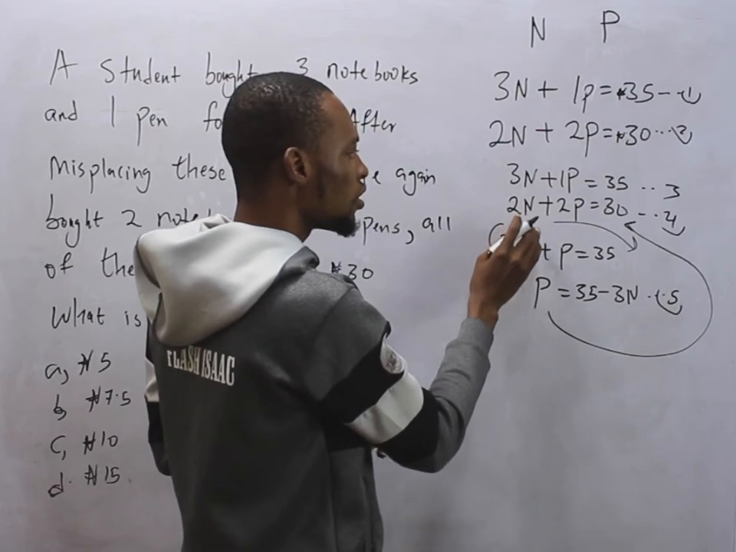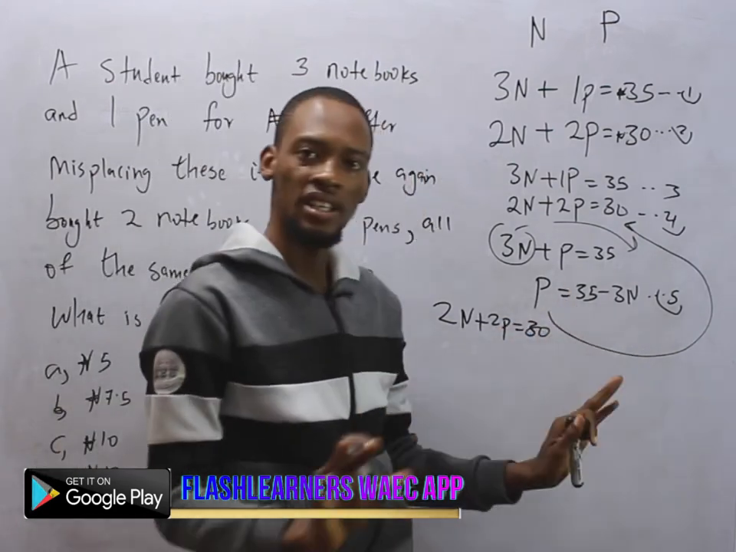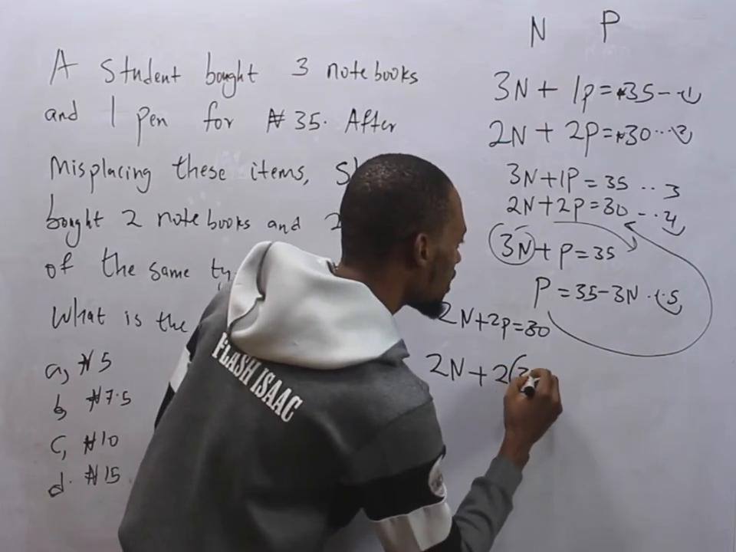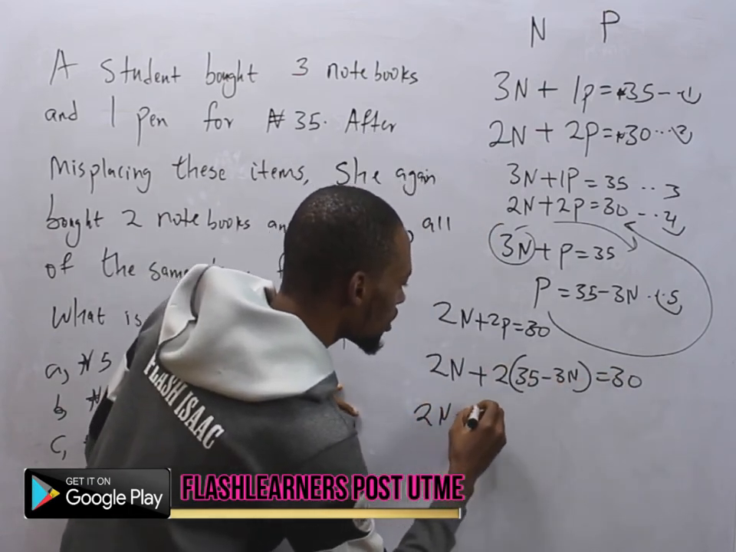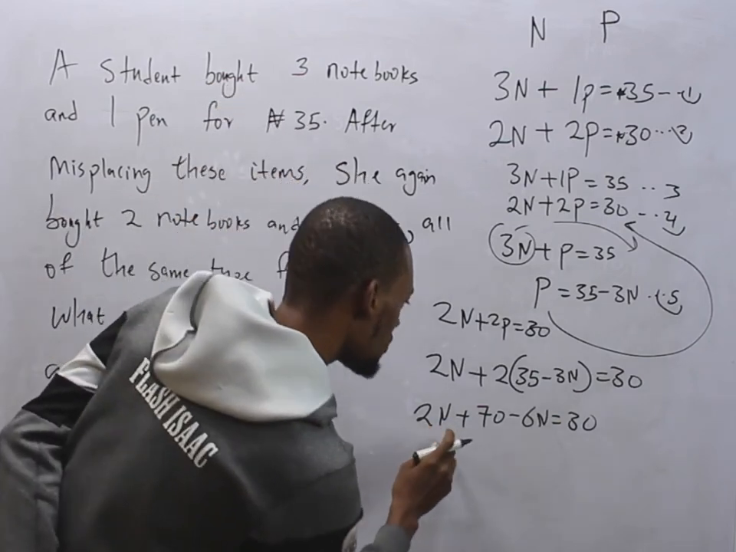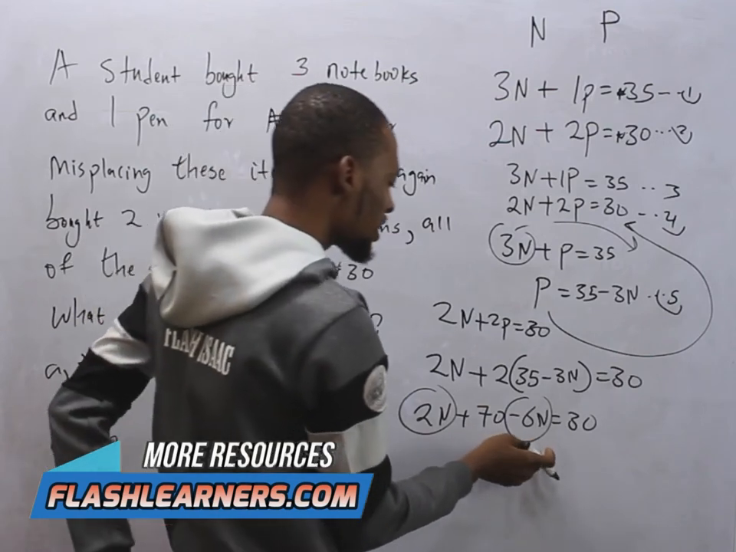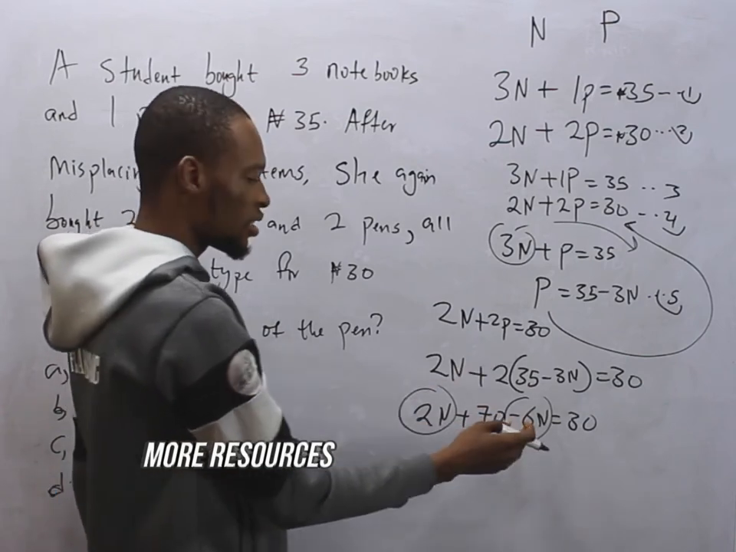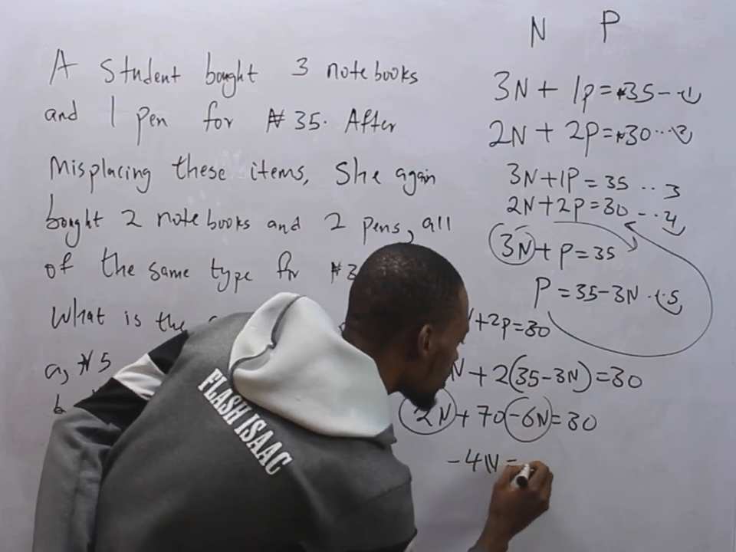So this equation 4 says 2N plus 2P equals 30. Anywhere you see P, put 35 minus 3N. So this gives you 2N plus 2, instead of P now, it will simply be 35 minus 3N equals 30. So 2N plus 70 minus 6N equals 30. So here we simply have, adding the N part, 2N minus 6N. So the minus is bigger. This can be interpreted as, you have 2 naira, you are owing 6 naira. You definitely pay from the 2 you have. You'll still be owing 4 because the minus is bigger. So this means you are owing 4N, that's minus 4N equals 30.